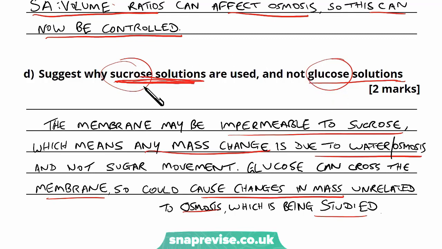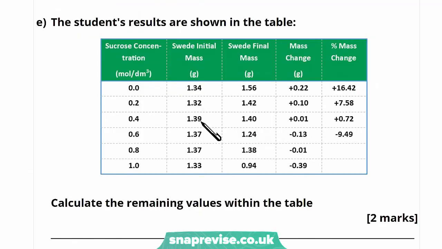You may not know this off the top of your head, and because this is one of those suggest questions, you're going to have to draw your own conclusion that there must be a reason why he's used sucrose, and that reason must be due to the fact that sucrose must not be allowed to move between the potato and the solution. So part E says here, the student's results are shown in the table.